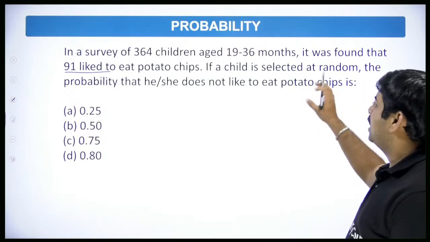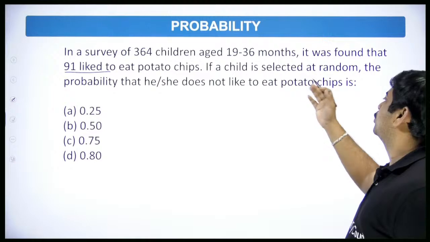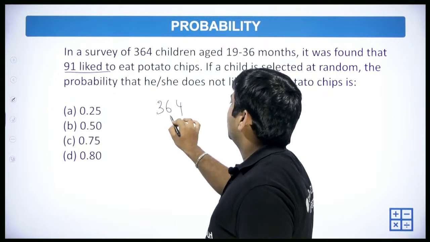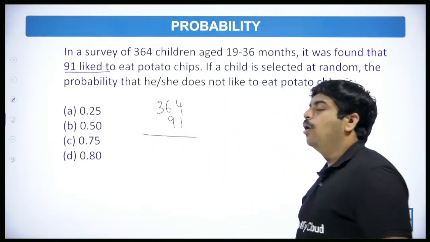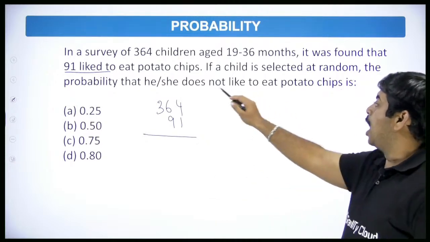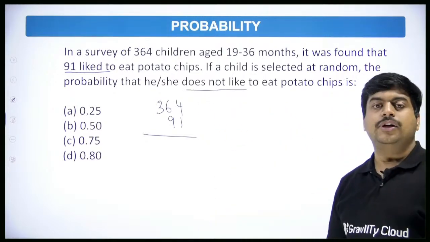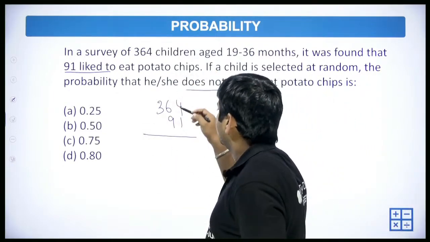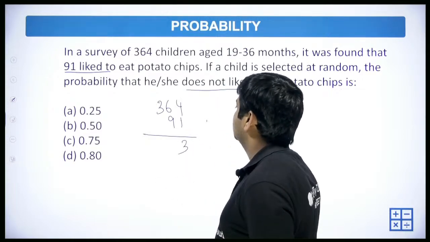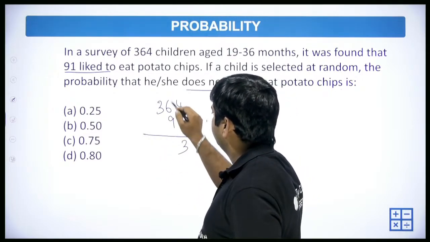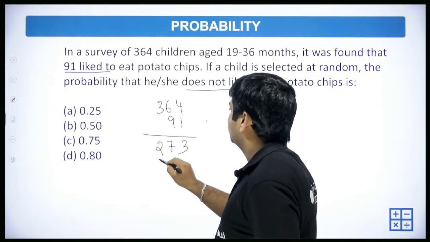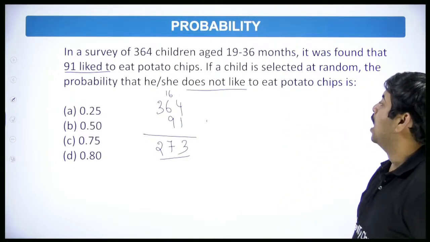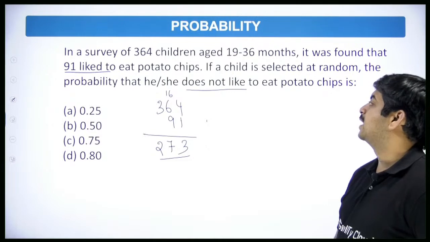If a child is selected at random, the probability that he or she does not like to eat potato chips is. See, out of the total 364 children, we know 91 children already like potato chips. But the question is, how many do not like? So we need to find the number of children who don't like that. 364 minus 91 is 273. Now the question is, what is the probability that he or she does not like to eat potato chips?